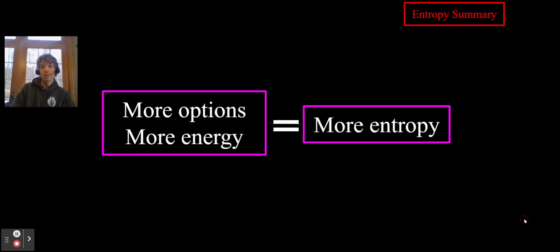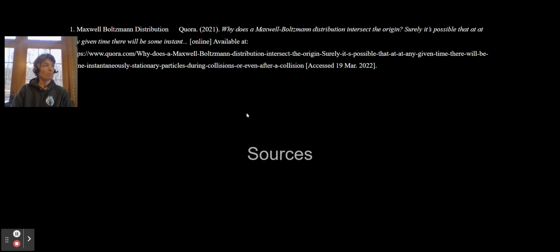To summarize, the more options, the more random, the more energy. You can affect this by changing the temperature, not pressure, changing the volume, changing the number of moles of gas, and the number of phase changes. You're going to increase the entropy. And this is where I got the Maxwell-Boltzmann graph.